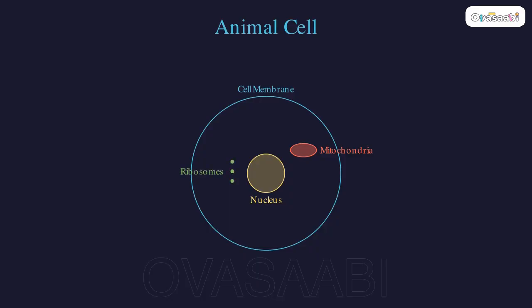An animal cell contains several organelles. The nucleus controls all cell activity. Mitochondria produce energy through respiration. Ribosomes make proteins, and the cell membrane controls what enters and exits.